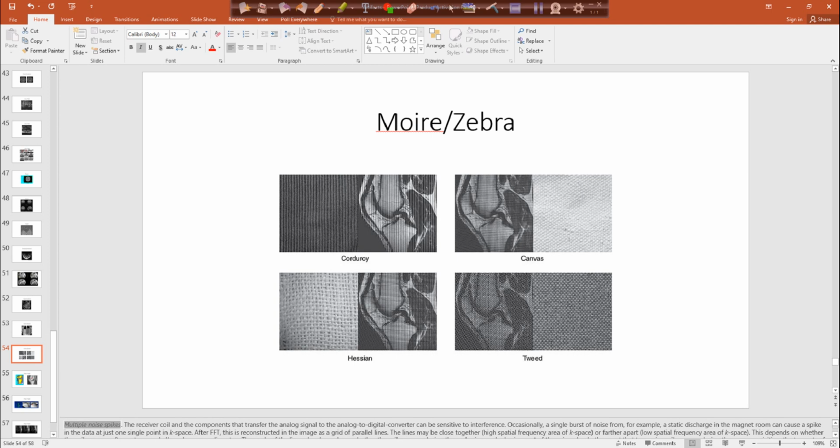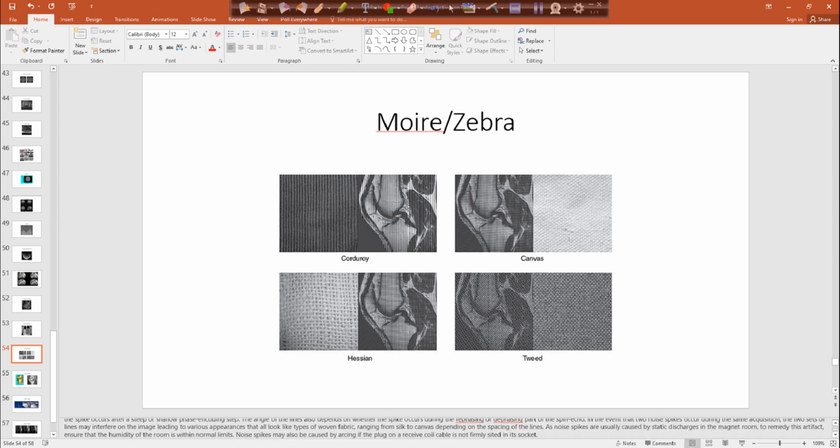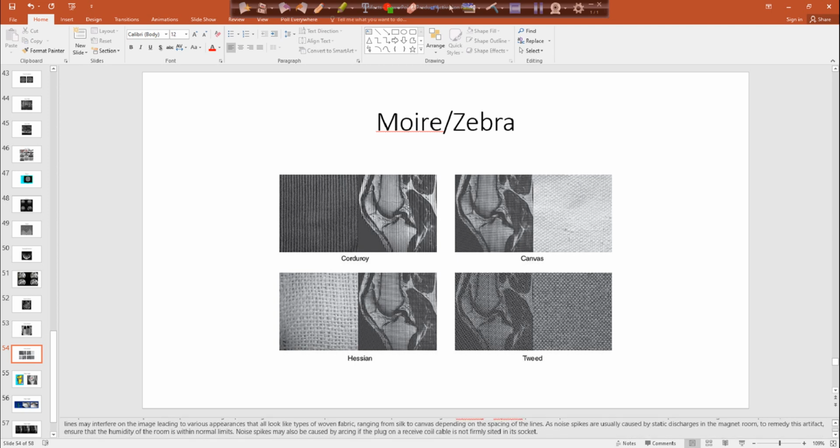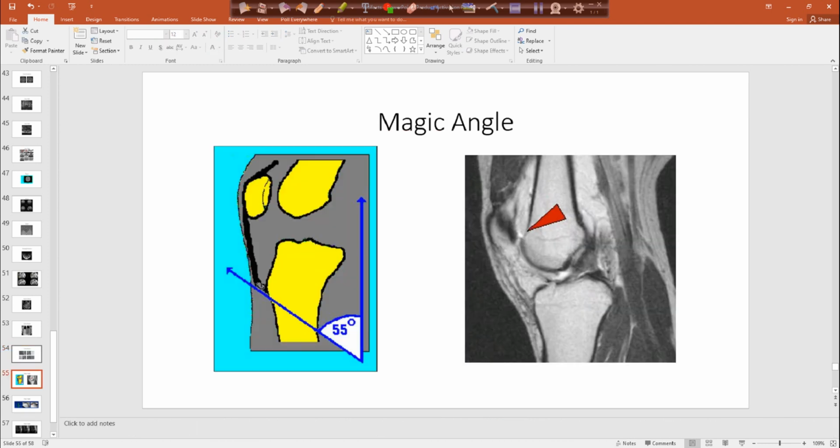We need to get an engineer. So if you see the fabric things, that's an engineer issue. You can read here exactly what's going on with these noise spikes. But once again, it's not really something that we can compensate for. So that's why I didn't really list this one on the chart. All right, last one.